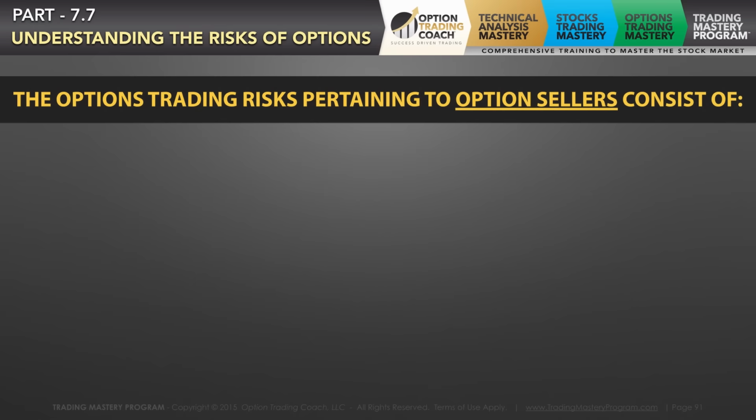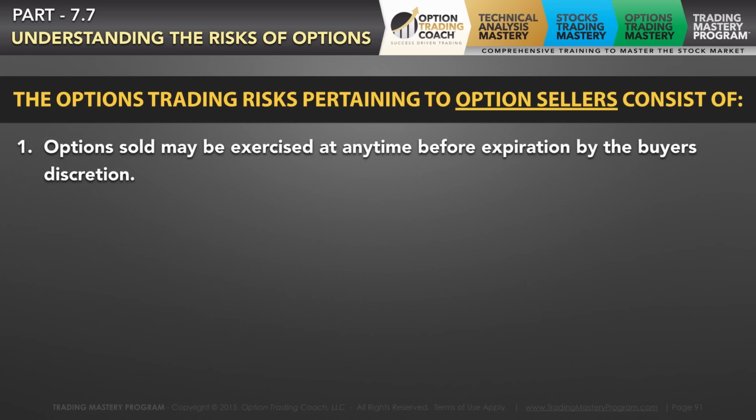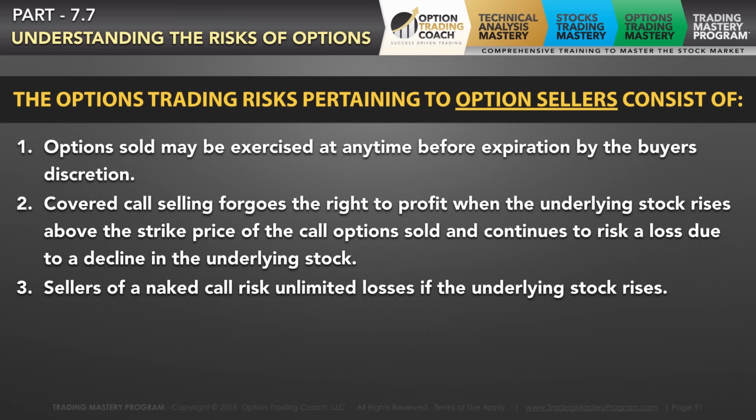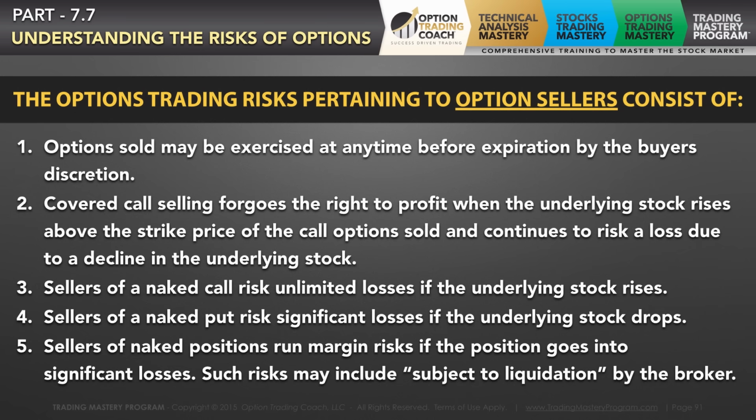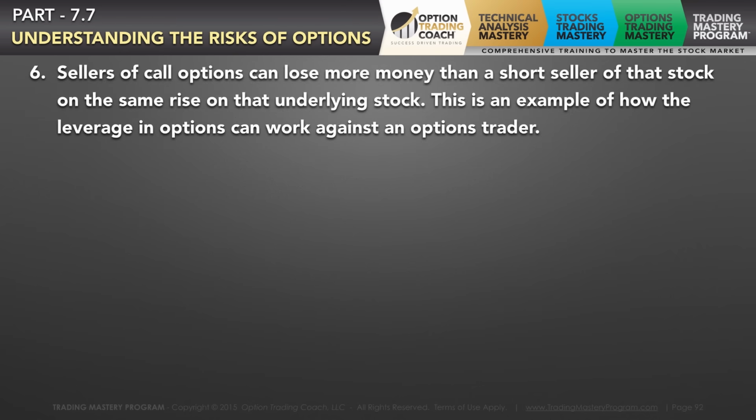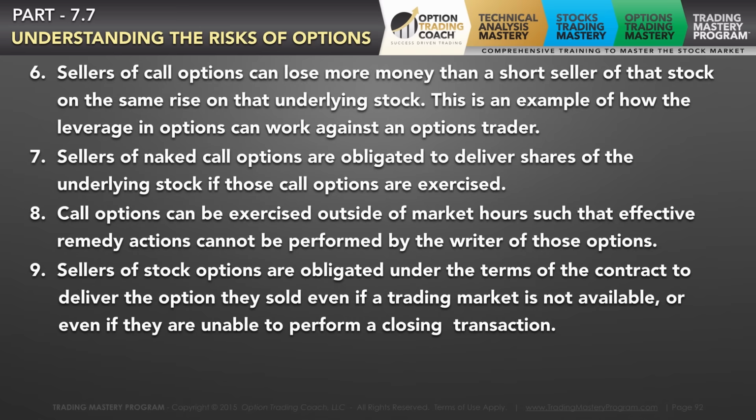Now, the risks pertaining to option sellers consist of, number one, options sold may be exercised at any time before expiration by the buyer's discretion. Sellers of a naked call risk unlimited losses if the underlying stock rises. Sellers of a naked put risk significant losses if the underlying stock drops. Sellers of naked positions run margin risks if the position goes into significant losses. Sellers of call options can lose more money than a short seller of that stock on the same rise because there's the gamma risk.